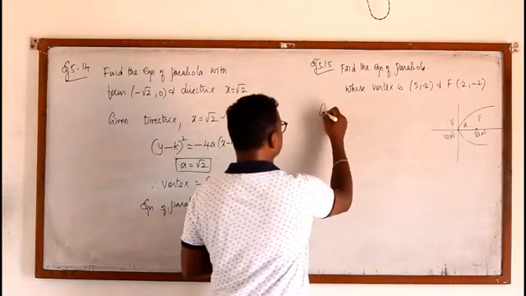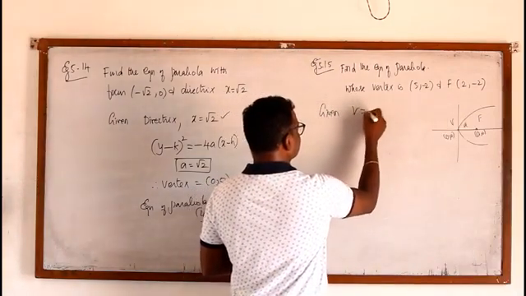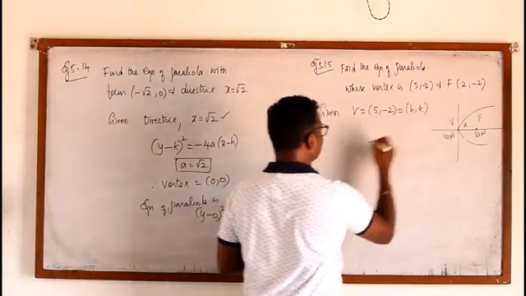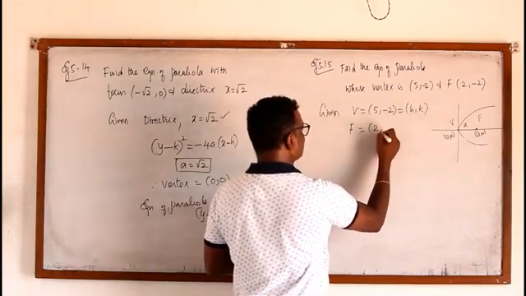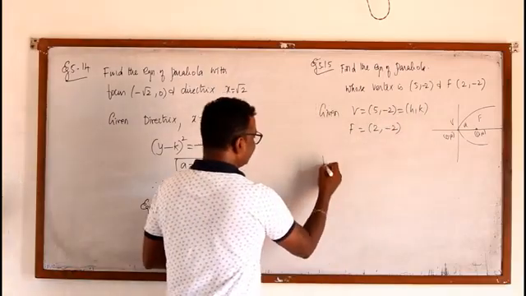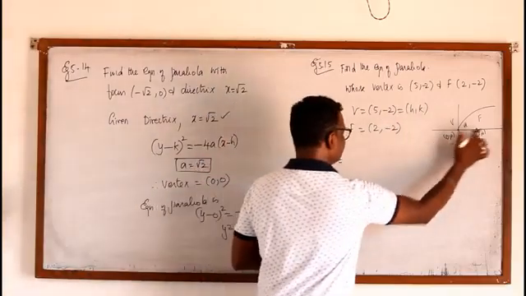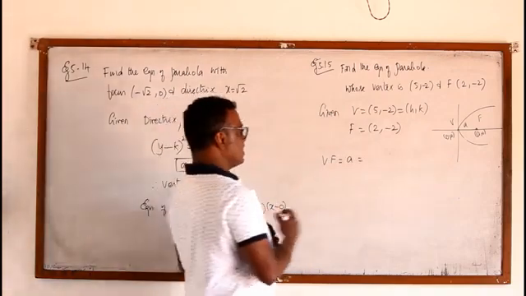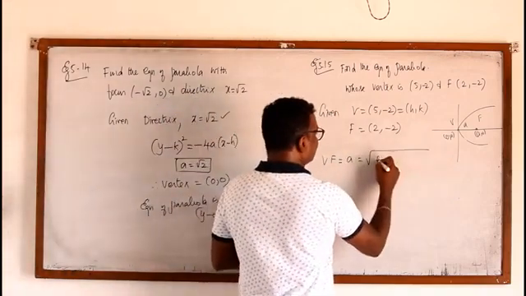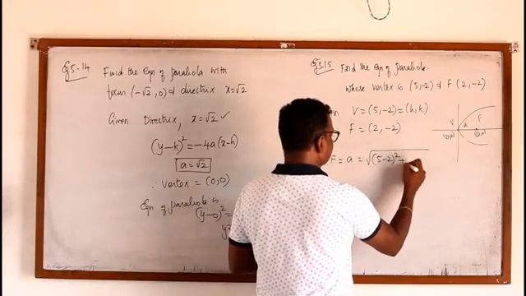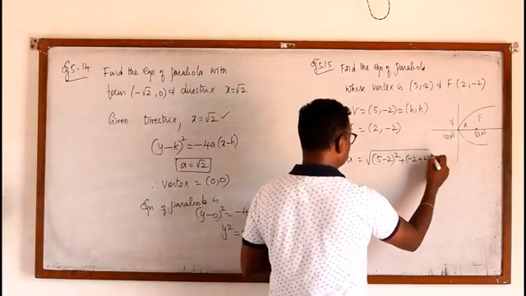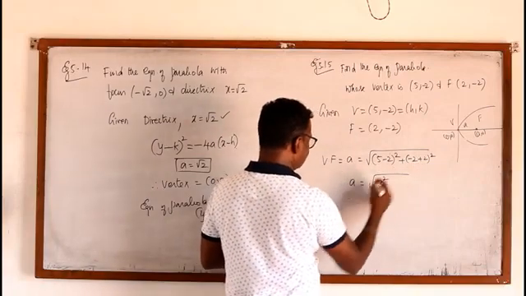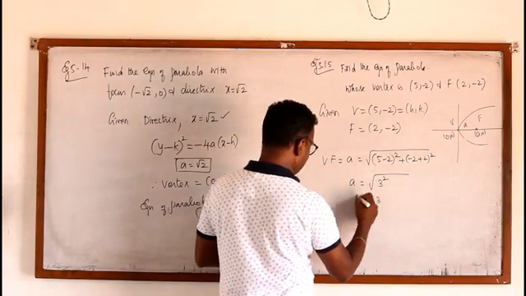So, given vertex is (5, -2), that is our (h, k). Focus is (2, -2). We know the distance between V and F is a. So first we shall find out a, then we shall go for the equation. So it is (5 minus 2) the whole square plus (-2 plus 2) the whole square. A equal to, is it 3 square, that is becoming 0. So a equal to 3.